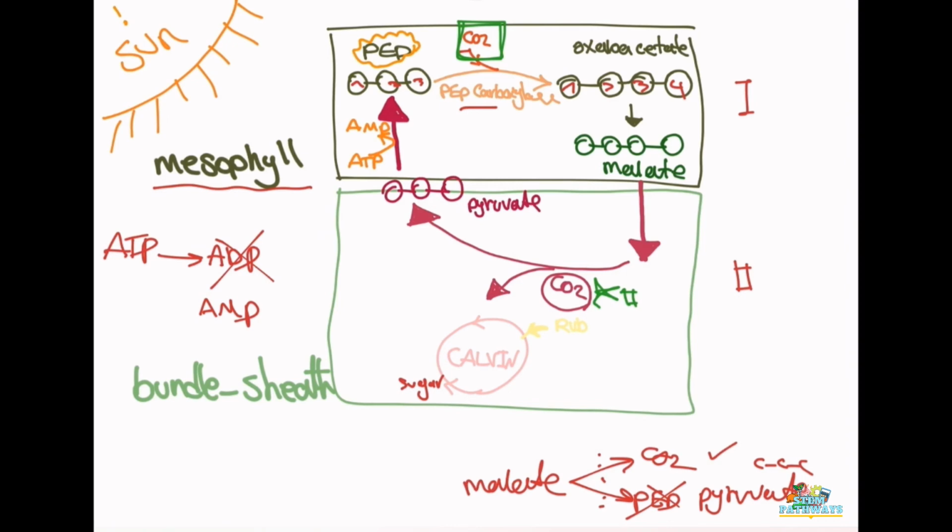And here is actually the first difference that we see in the process, because in CAM plants, CO2 and PEP are produced. However, here CO2 and pyruvate will be produced. CO2, just for reaching our goal, goes to the Calvin cycle, and the pyruvate, by using the energy and by creating the AMP, as you see the process happening here in the mesophyll, will create PEP again to start the process. This is what we have for C4.